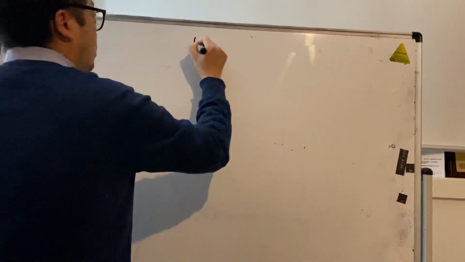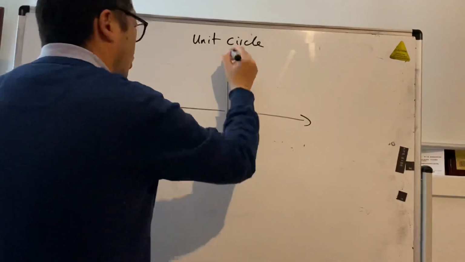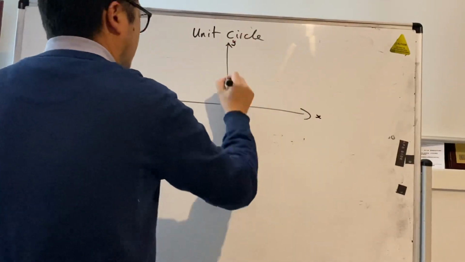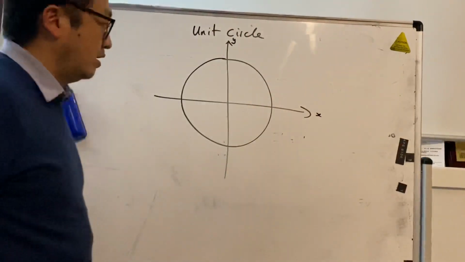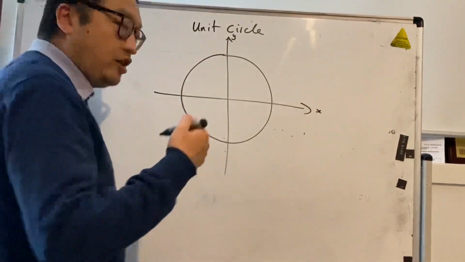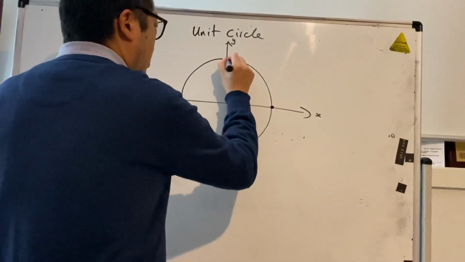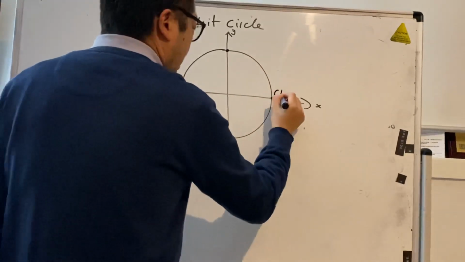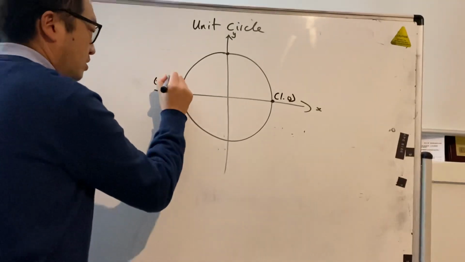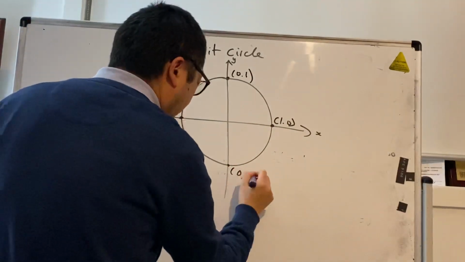Alright? So the unit circle approach. Once again, I'm going to draw the Cartesian plane. Right, that's the best I can do. Okay, let's have a look. Imagine the radius of the circle is 1, right? So I've got (1, 0) there. Correspondingly, I've got (-1, 0). Here I've got (0, 1). Here I've got (0, -1).